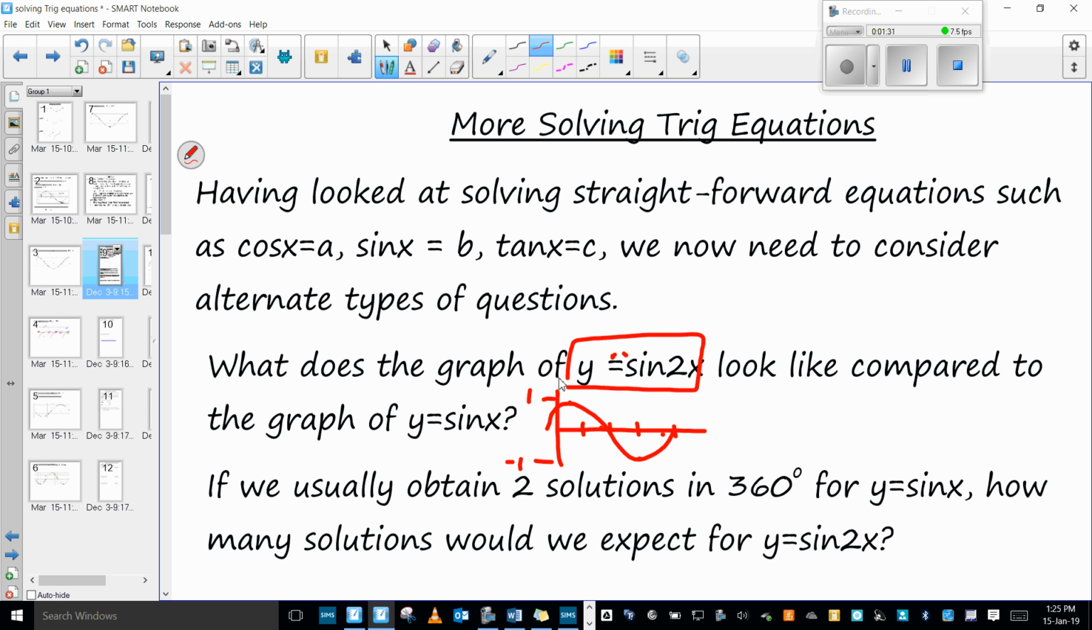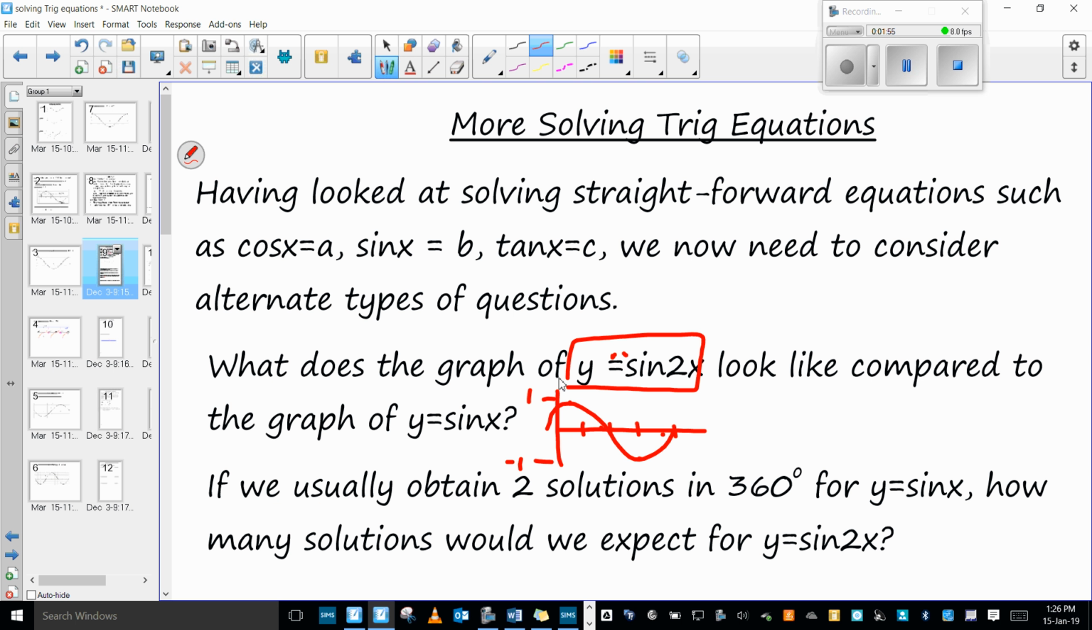When it's inside the function, what's going to be affected? The x-axis is going to be affected. Yes. How is it affected? Is it stretched or squished? Which one is it? It's squished.